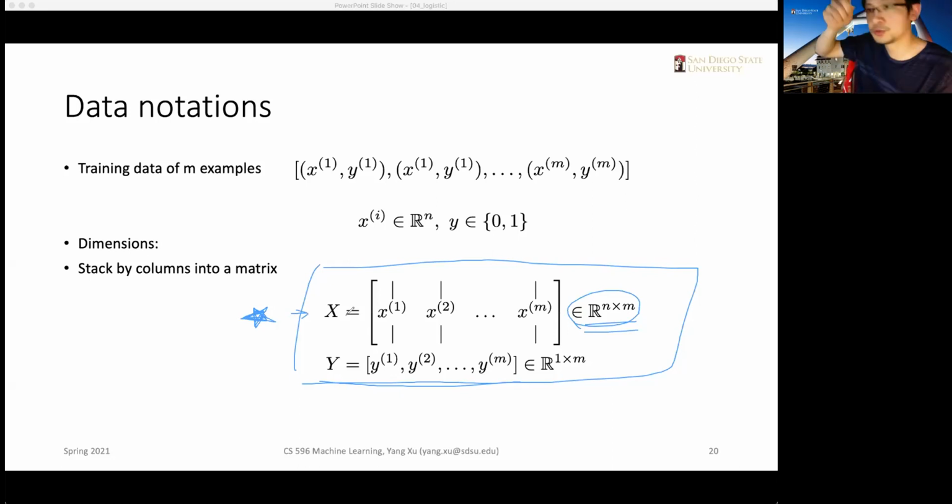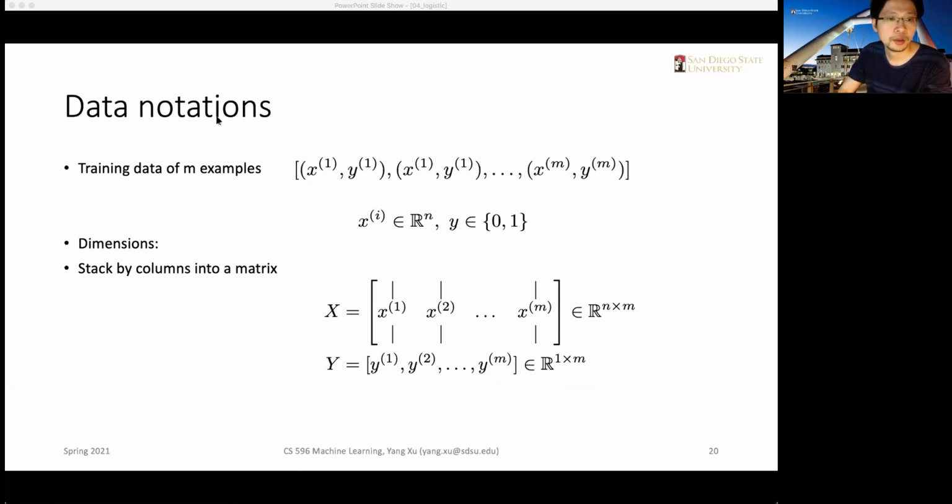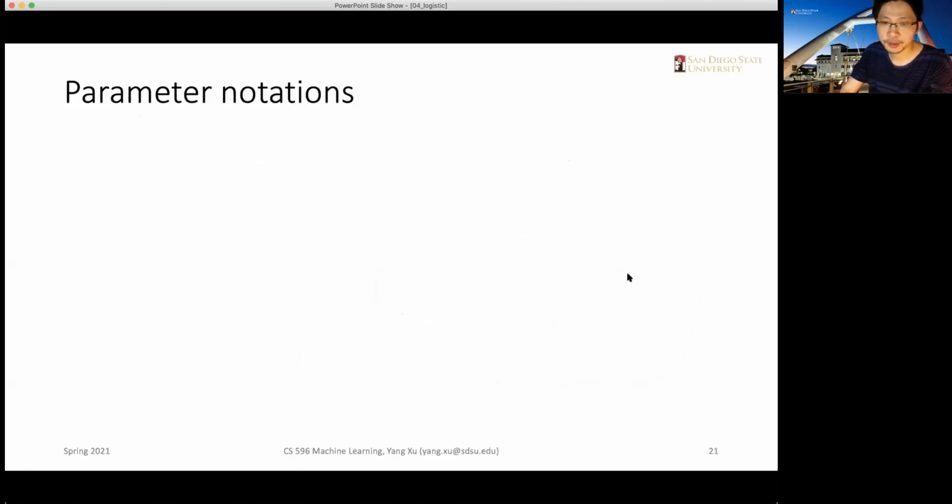That's all the training examples come in columns. Okay, so the labels, the Ys, are also a row vector now. It has m columns but only one row. All right, that's X and Y. So this way is better for future neural network models.